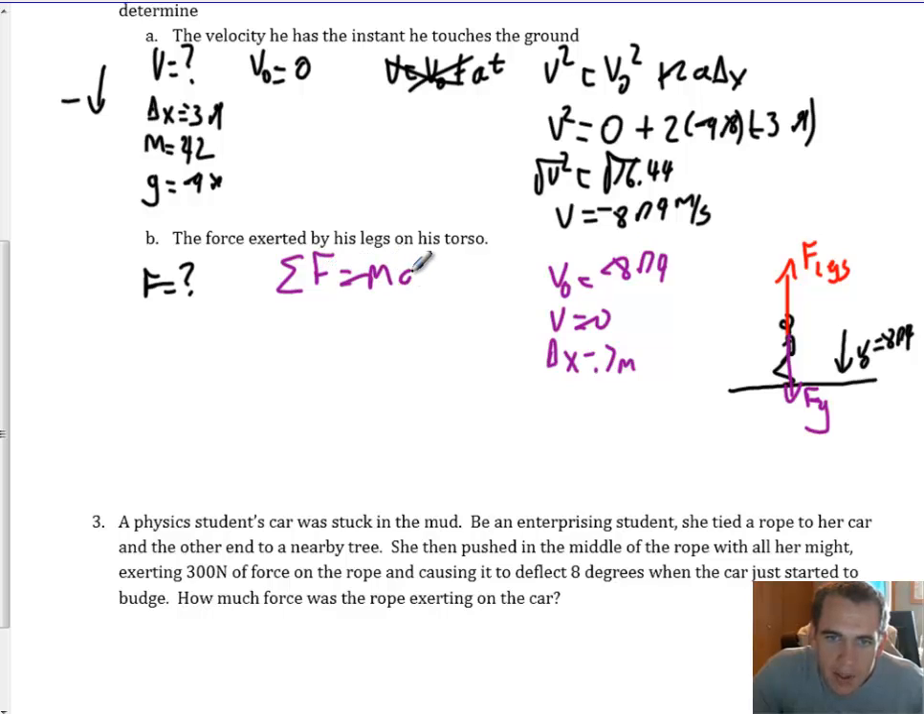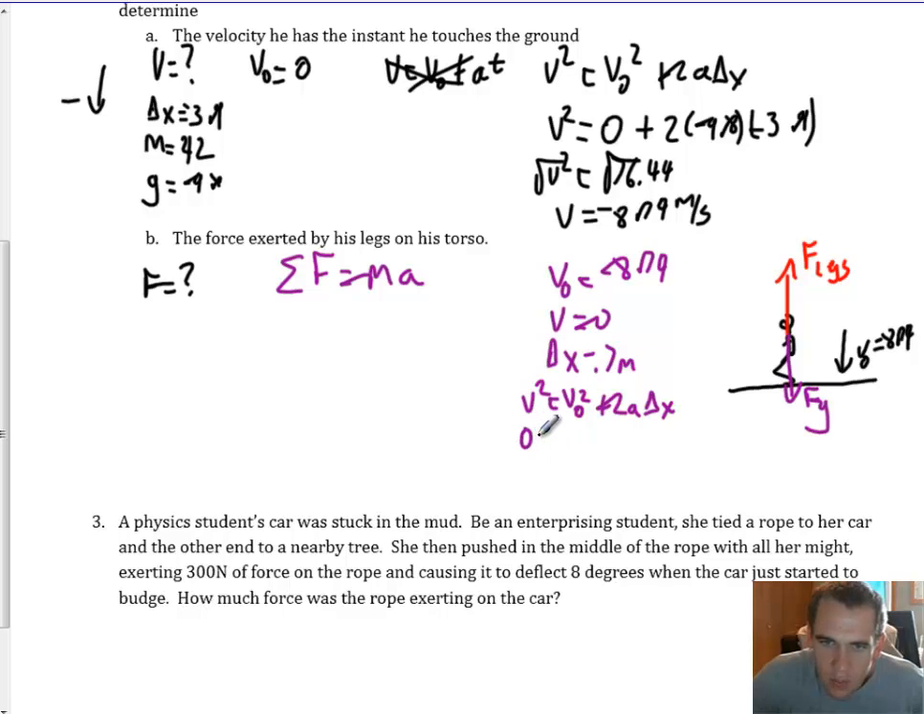Newton's second law says net force equals mass times acceleration. So I have to figure out how much force his legs are exerting to get him to accelerate. Now, what's his acceleration? Well, let's take a look. We know an initial velocity, final velocity, a change in position. So we can use the third equation again, v squared equals v naught squared plus twice the acceleration times the change in position, in order to get his acceleration.